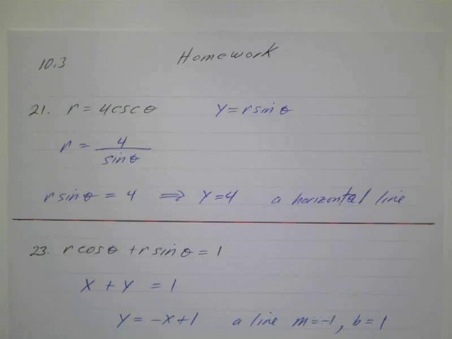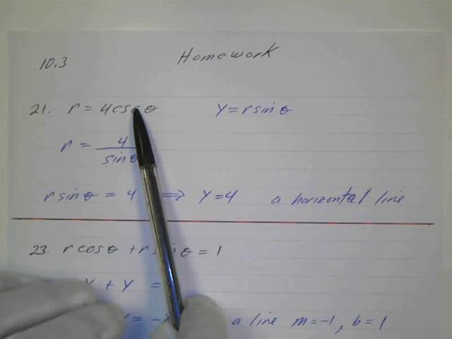From 10.3, this is number 21, and your directions were to replace the polar equation by an equivalent Cartesian or rectangular equation, and then identify or describe the graph. Well, this was our polar equation.